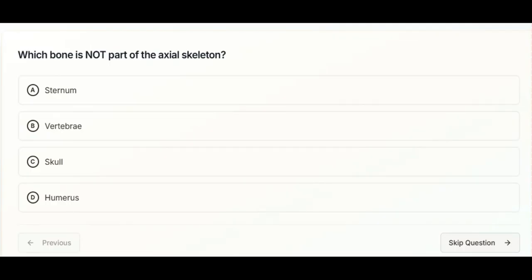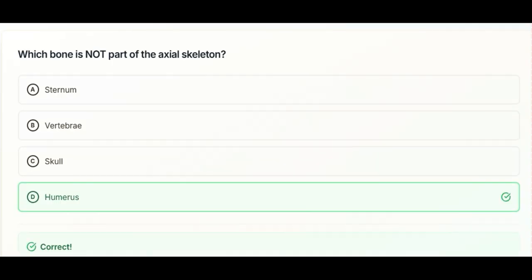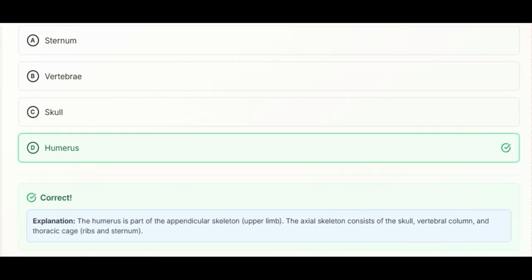Which bone is not part of the axial skeleton? Sternum, vertebrae, skull, or humerus? Humerus. The humerus is part of the appendicular skeleton, upper limb. The axial skeleton consists of the skull, vertebral column, and thoracic cage.